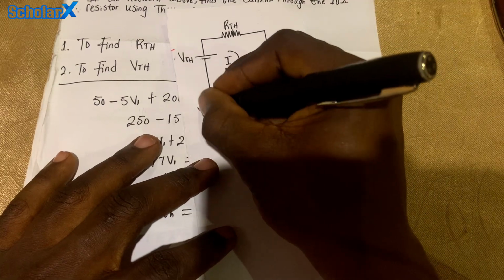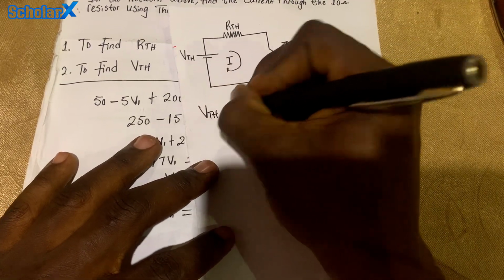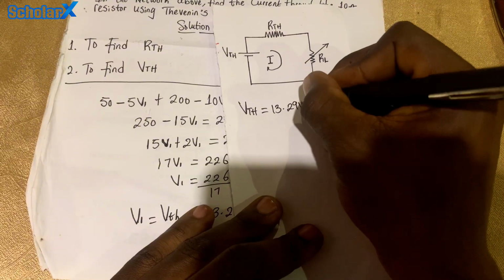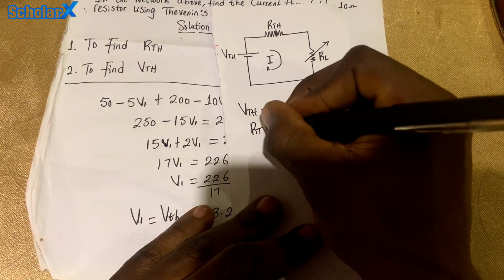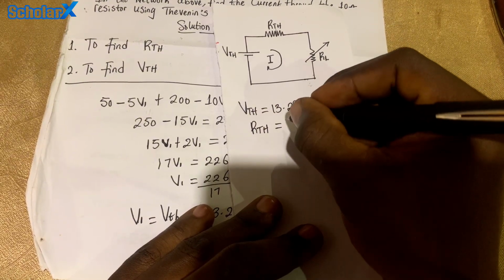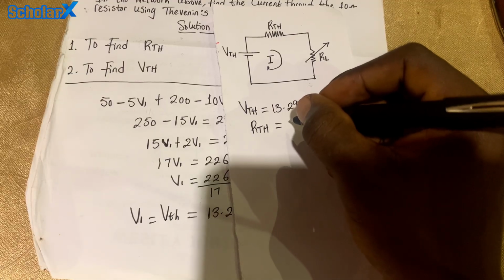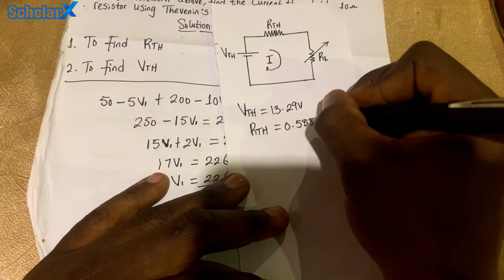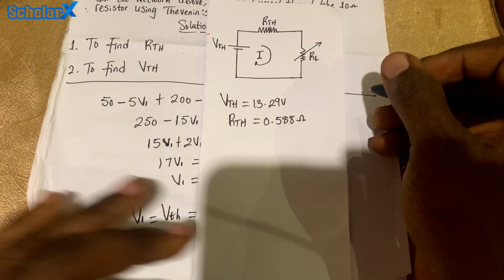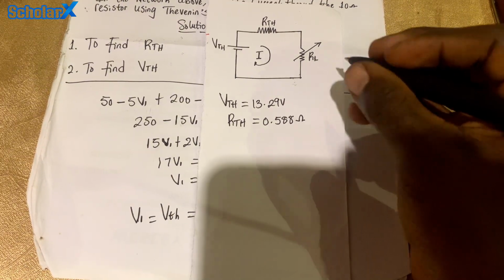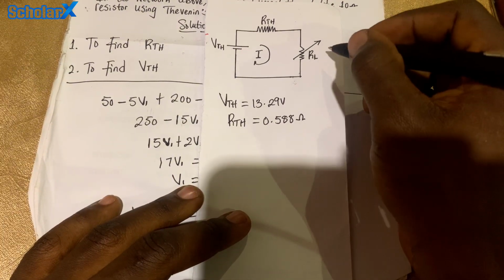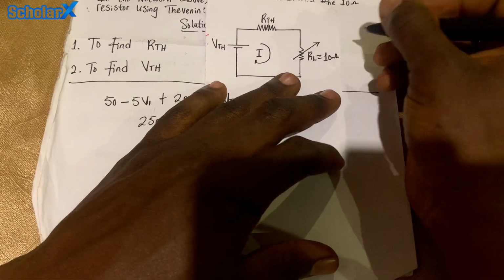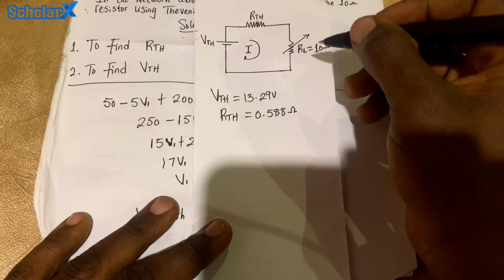So now we know that VTH is equal to 13.29 volts, and RTH, what did we get for RTH? We got 0.588 ohms. Now we can find the current through the load resistor, which is 10 ohms. Our load resistor is 10 ohms.